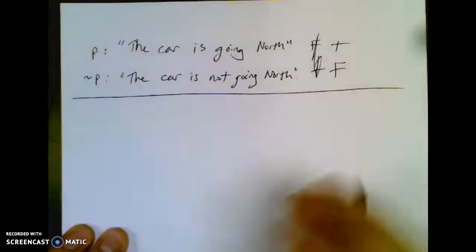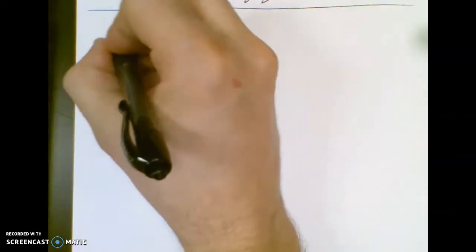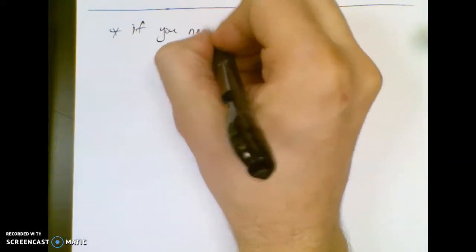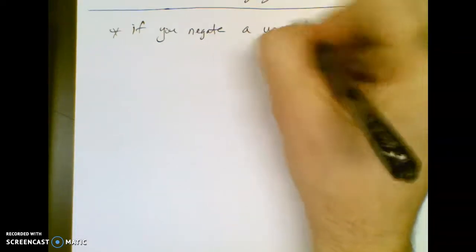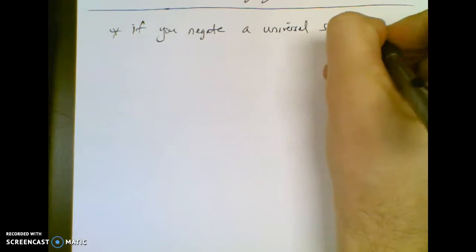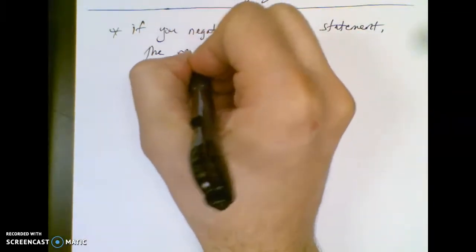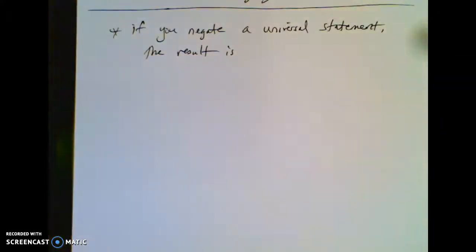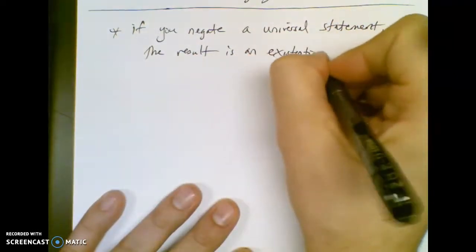Okay, so here's a couple tips, because you're going to do a lot of practice with negating statements. Here's a little tip. If you negate a universal statement, the result is an existential statement.